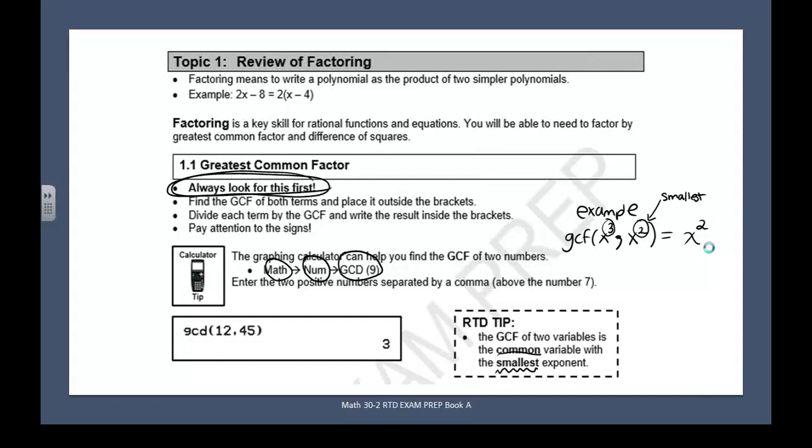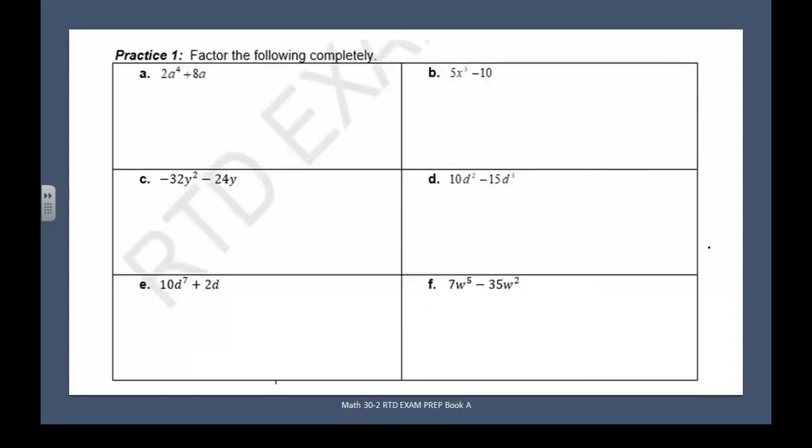Okay? Once we find the greatest common factor, we can just divide the terms by the greatest common factor. Okay, so let's go ahead and try. The first one, I want to factor the following completely. So I need to look at the greatest common factor between 2 and 8.